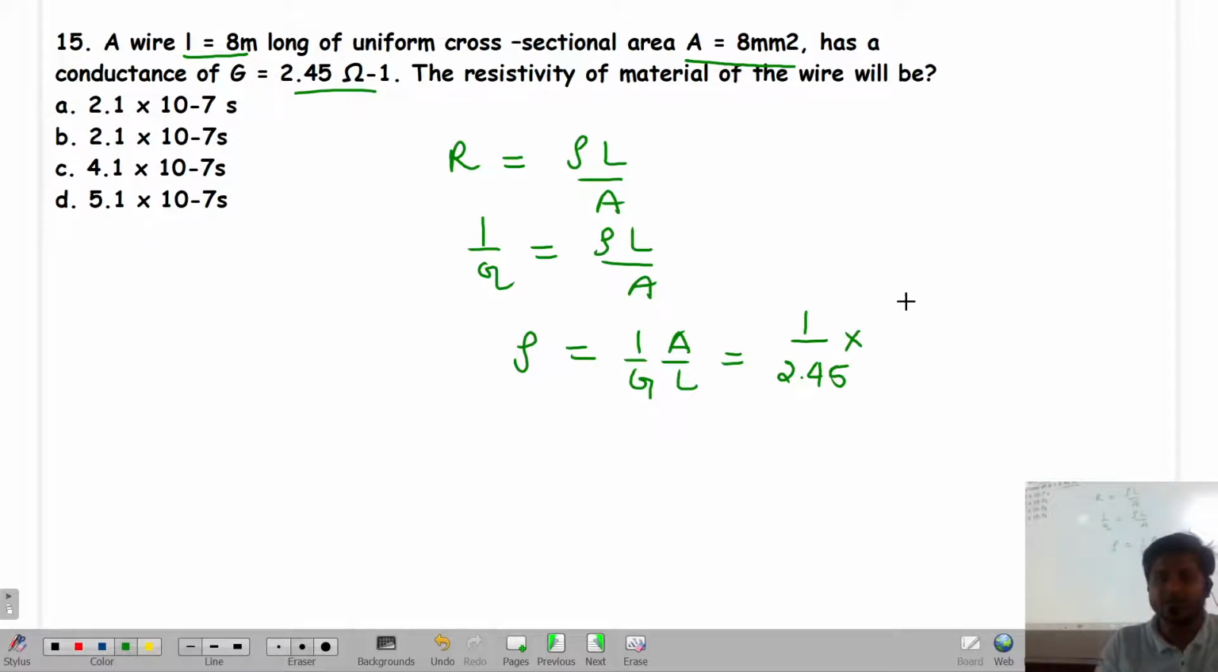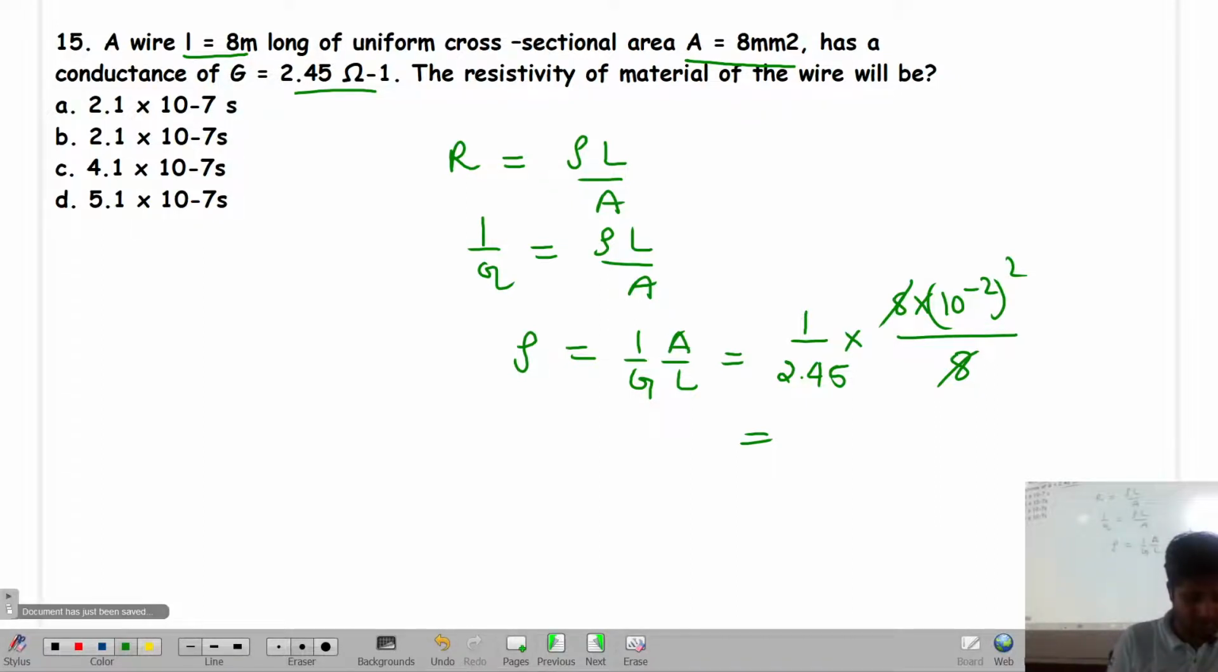So rho is equal to 1 by G, A by L. Put it over there. G is given 2.45. Area is given 8 millimeter square, so 8 into 10 to the power of minus 2 whole square. Got it or not? After that, length is given 8 meter. So 1 by 2.45 into 10 to the power of minus 2. Yes or no?